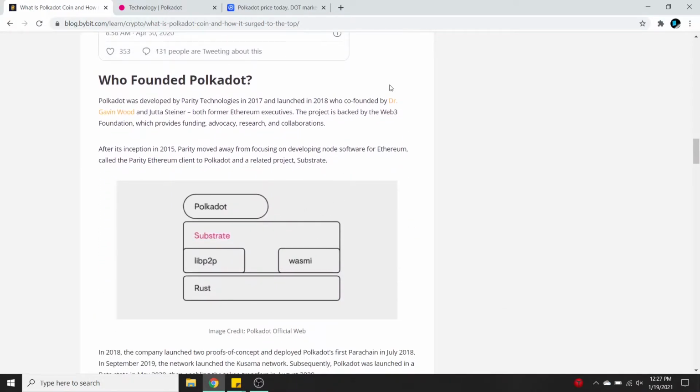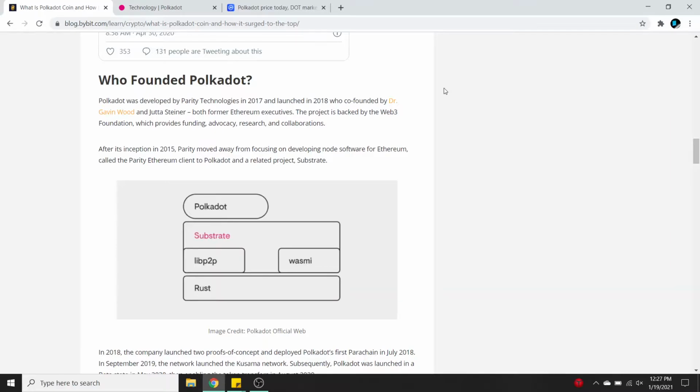So, who founded Polkadot? Polkadot was developed by Parity Technologies in 2017 and launched in 2018, co-founded by Dr. Gavin Wood and Jutta Steiner. Both are former Ethereum executives, and as we all know, Ethereum's pretty large. It's, you know, like the number two cryptocurrency today, so that's a pretty big deal.